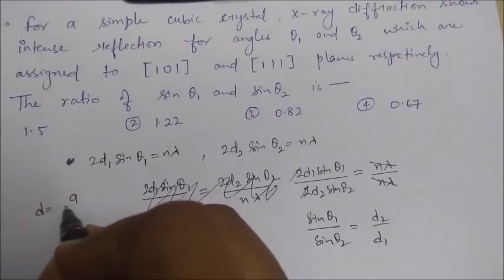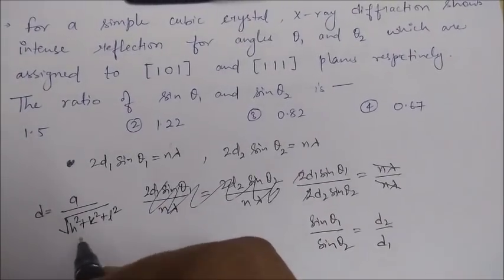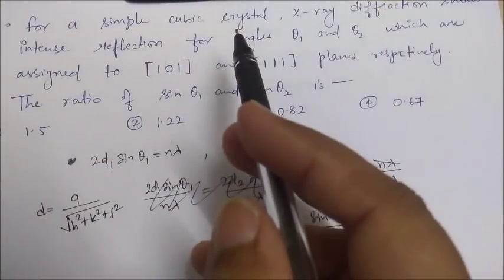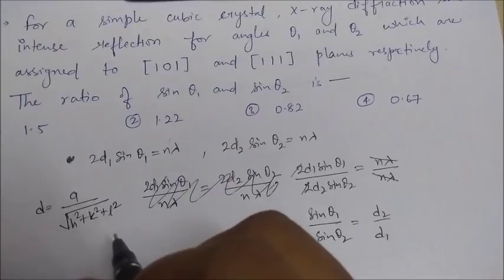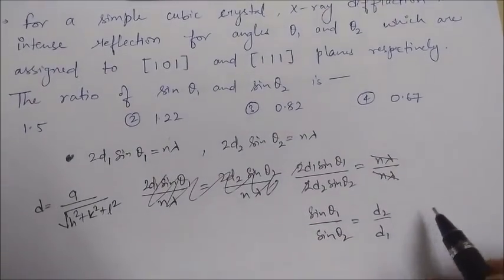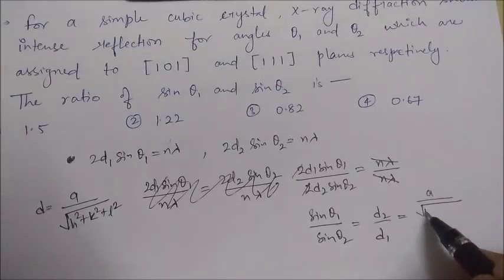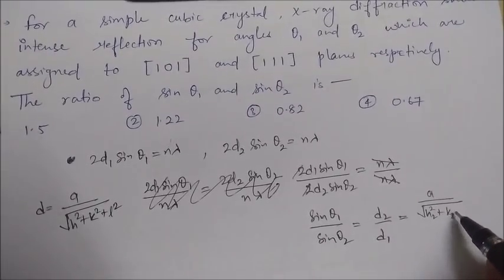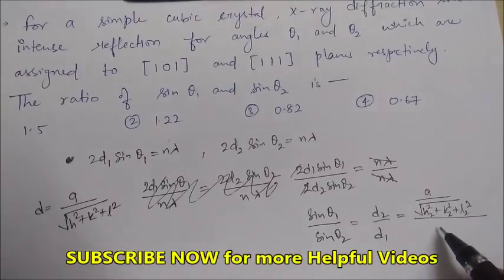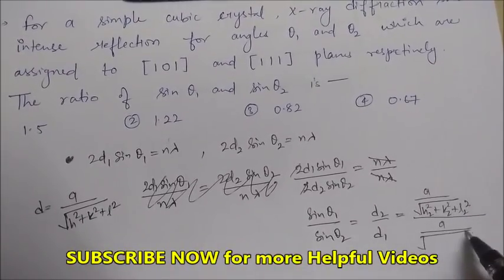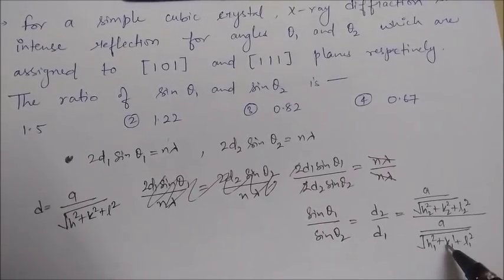So d is equal to a upon under root h square plus k square plus l square. Since the cubic is the same, that is, we have the simple cubic only, the value of a will also be the same. So just put the values here. For d2 we'll have a upon under root h2 square plus k2 square plus l2 square, and for d1 I have a upon under root h1 square plus k1 square plus l1 square.